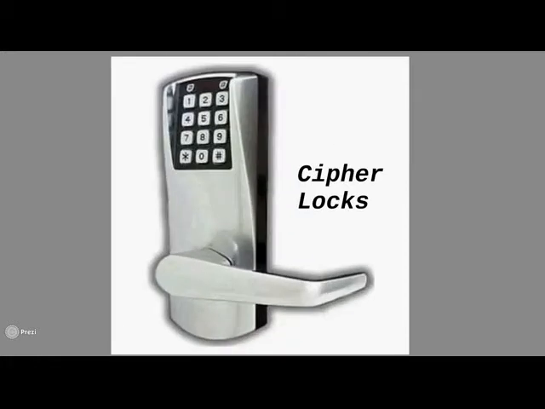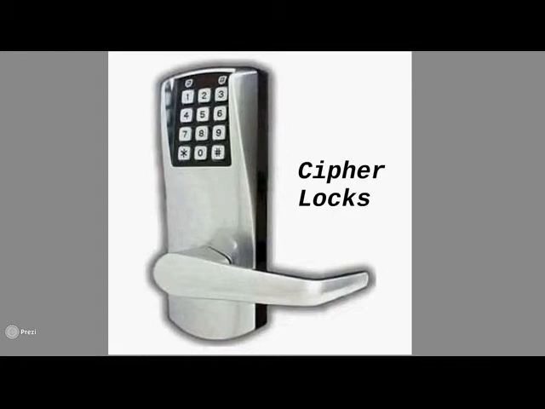An alternative type of lock, a little more sophisticated, is a cipher lock. Cipher locks are basically combination locks that use buttons which must be pushed in the proper sequence to open the door. Cipher locks also keep a record of when the door was opened and by which code. A disadvantage of cipher locks is that they can be vulnerable to shoulder surfing, so make sure people cannot see the buttons that are pushed.